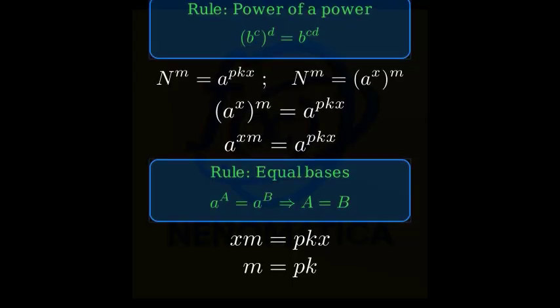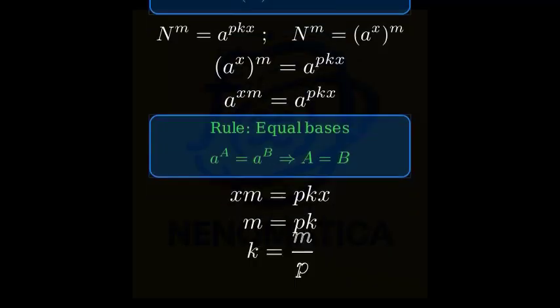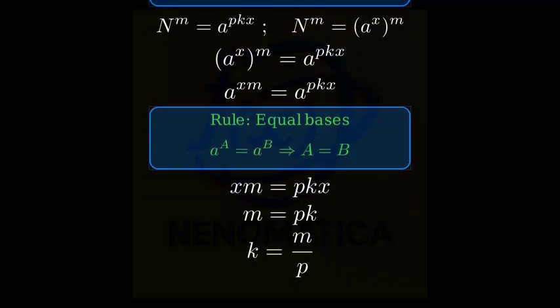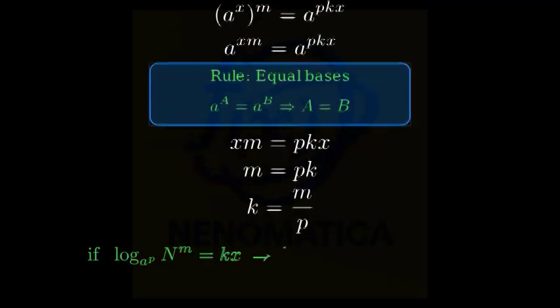Step 8. Isolate k by dividing by p, assuming p not 0. Step 9. Substitute k back into our assumption, and also replace x by log base a of n from step 1. This completes the proof of the theorem.